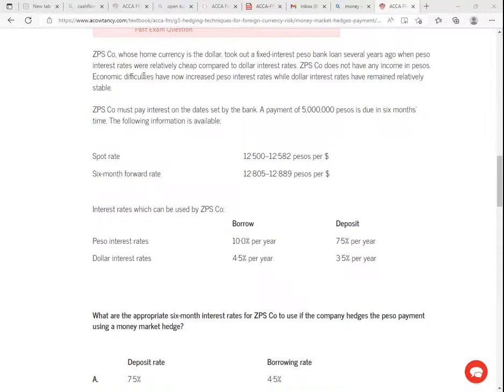What are the appropriate 6 months interest rates for ZPS company to use if the company hedges the peso payment? The options are given there. You're going to pick only one. So I want you to take 1 minute to reason over this question and try to give me the answers to use. Remember, there are 4 interest rates. They only want you to give them 2. Which one is the borrowing rate? Which one is the depositing rate? Only 2 rates.